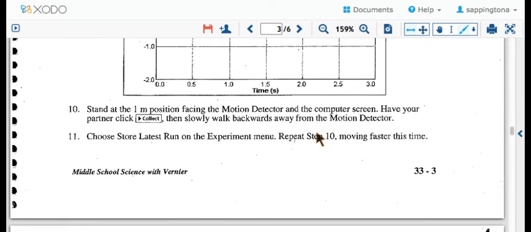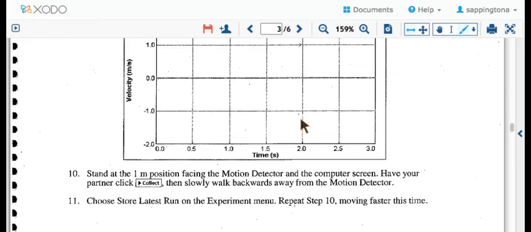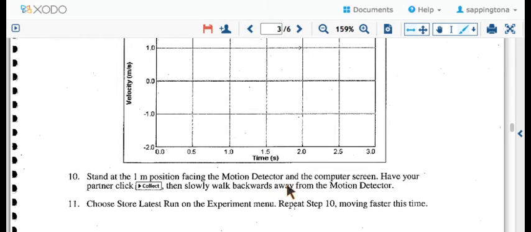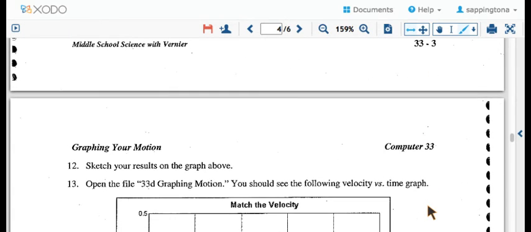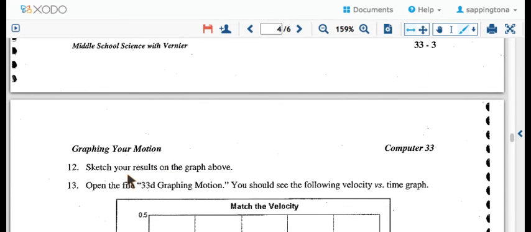Okay, then you're going to do the same thing. You're going to stand at the 1 meter position facing the motion detector and the computer screen, have your partner click collect, and then slowly walk backward away from the detector. Choose the store latest run. Repeat step 10, however, moving faster this time. And then, just like you did above, sketch your results on the graph.